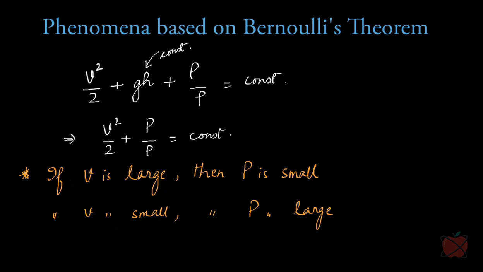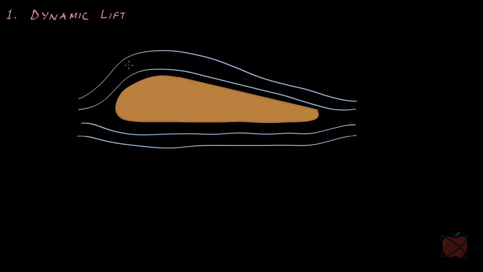Okay, so the first phenomenon that I want to discuss here is this one, the dynamic lift. Now, in this diagram, you have the cross section of the wing of an aeroplane. Got it? The wing of an airplane. This is the cross section. Okay, it doesn't look like an airplane, you might be asking me, but the airplane wing is something like this. Yes, that's the airplane wing, and then you have the body of the airplane like that, right?